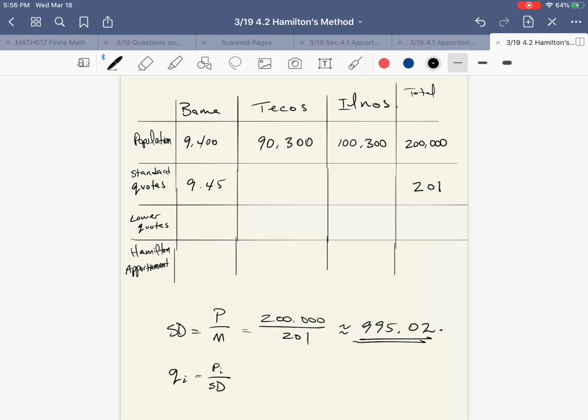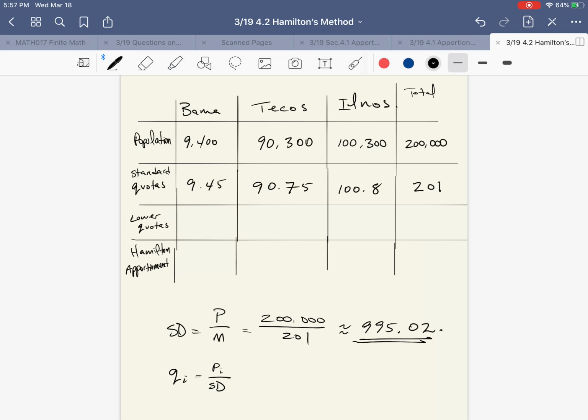And likewise, when we divide the population of Tecos by 995, we will get 90.75. Finally, we divide the population of Illinois by the standard divisor of 995, and we get 100.8. And you can check my math. These things do add up. We're good to 201.